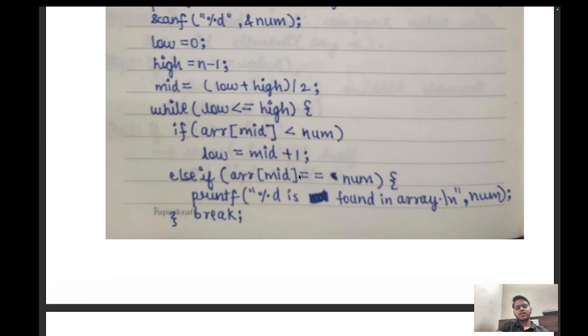If low is less than or equal to high, it is true, and if mid is less than or equal to number. So if mid is less than number, for example, if the number is 3 and the middle value is 5, then the number is less than the mid value. Now let us change this scenario, and take the number as 7 and the middle value as 5. So the middle value 5 is less than the number 7.